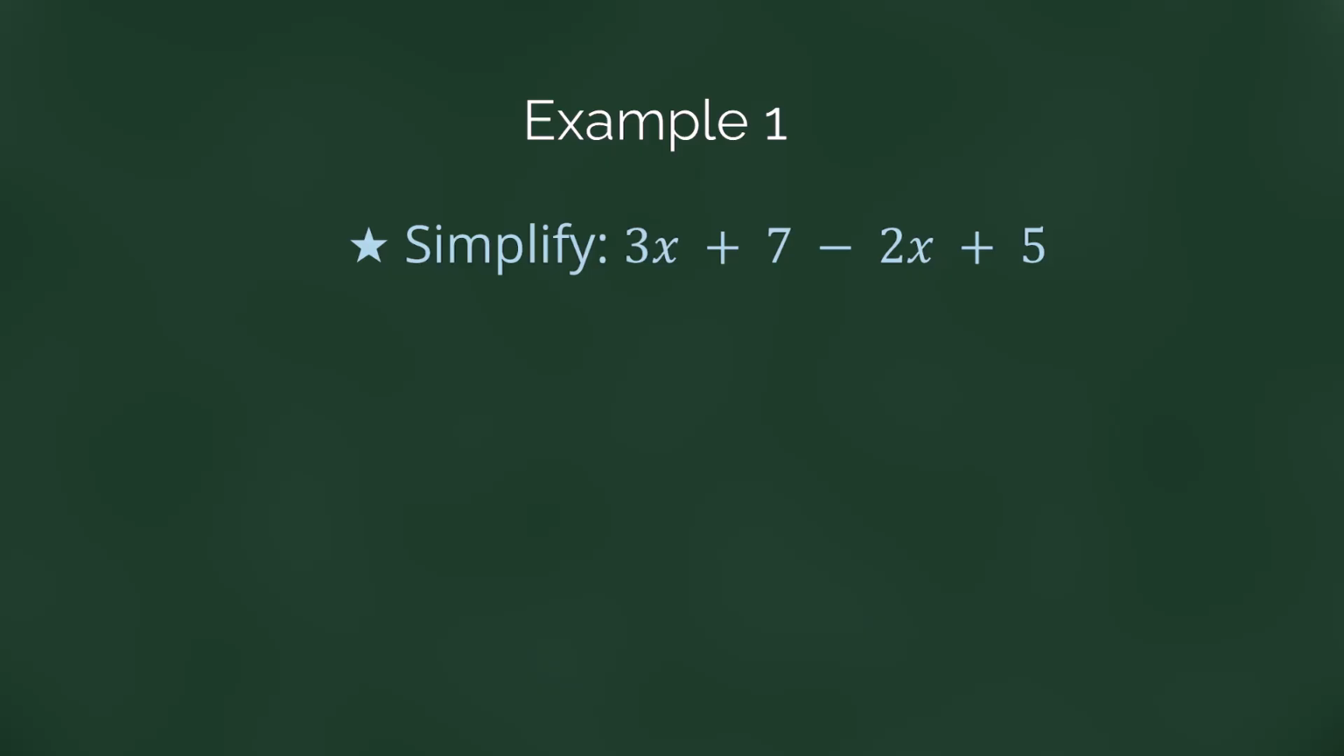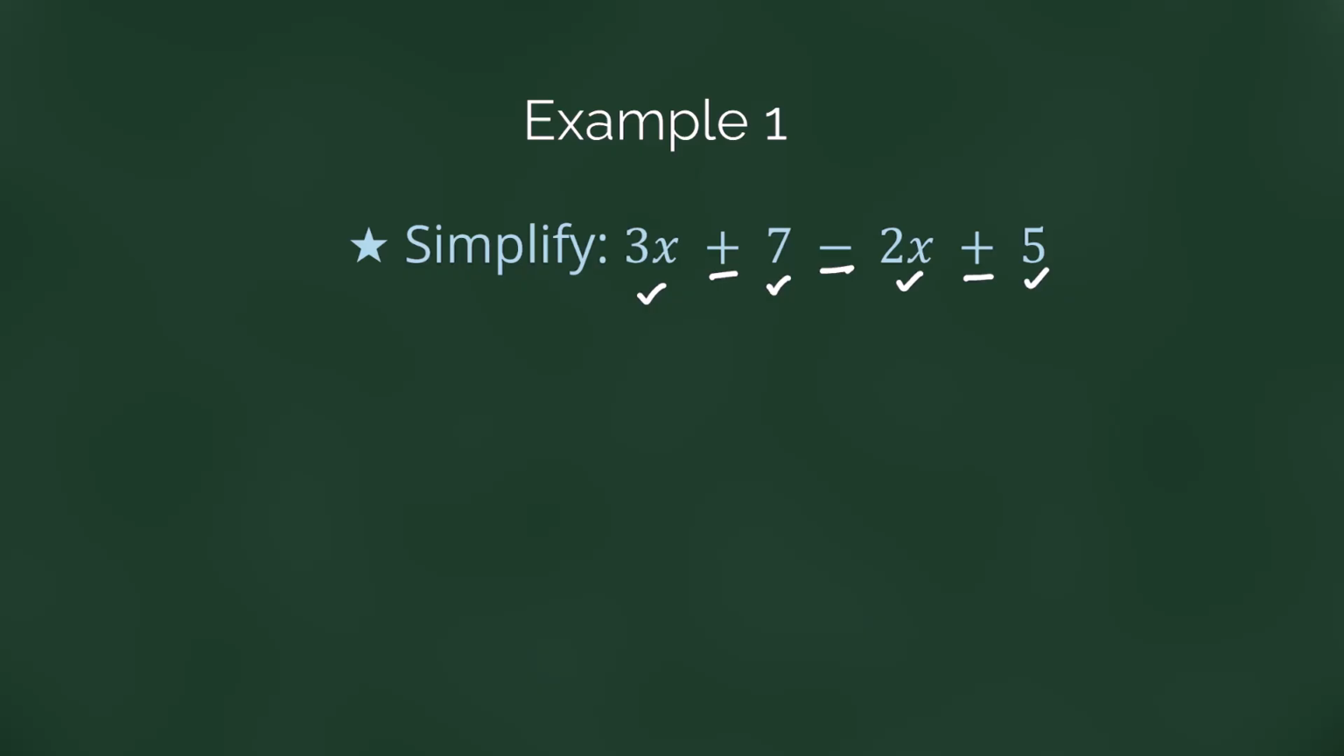Here we have the algebraic expression 3x plus 7 minus 2x plus 5. First of all, let's identify the terms in this. So terms are going to be separated by addition and subtraction. So we have an addition there, a subtraction there, and an addition there. So that means 3x is a term, 7 is a term, negative 2x is a term, and 5 is a term.